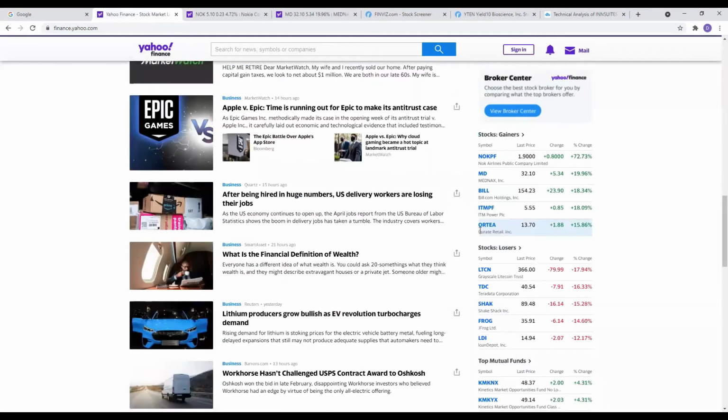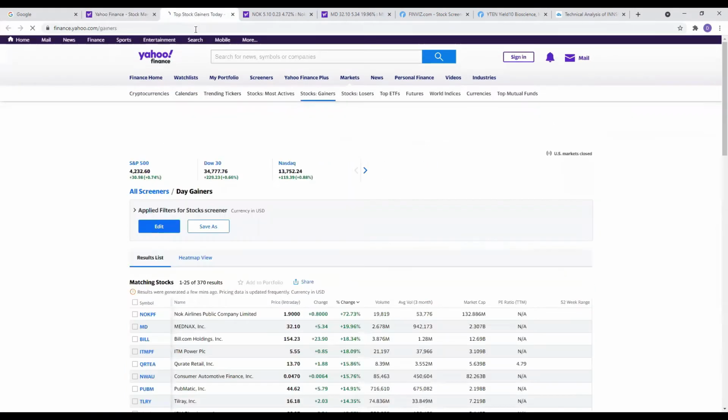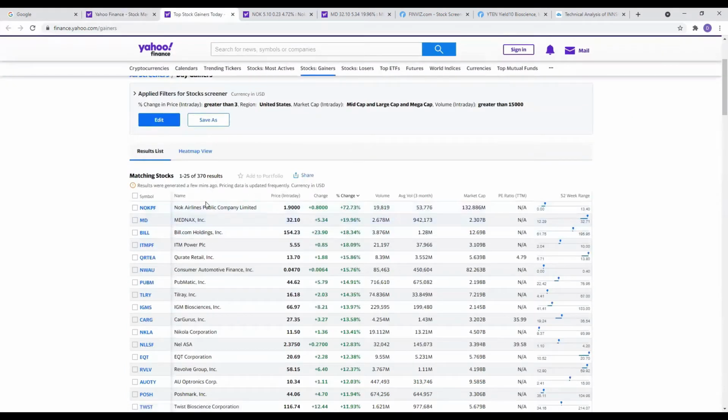You can also look at the biggest gainers and the biggest losers. So these are the biggest gainers. We have NOKPF, Norse Airlines Public Company Limited. It had the biggest price gain. It had a 72% price gain. Then we have MD, Mednax Inc. They had a 19.96% price gain. Then we have BILL, Bill.com Holdings Inc. They had an 18% price gain. These are the largest gainers.